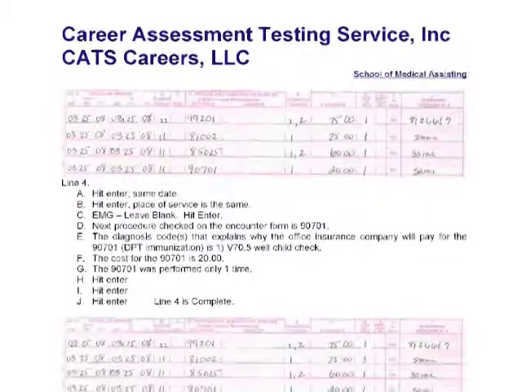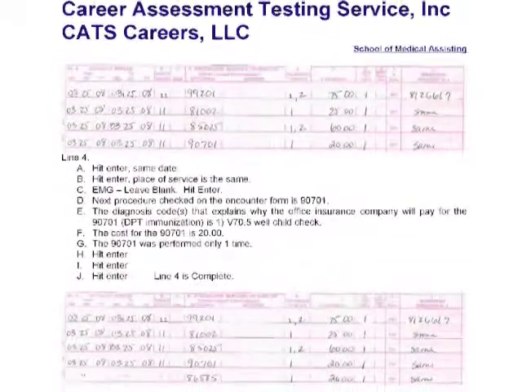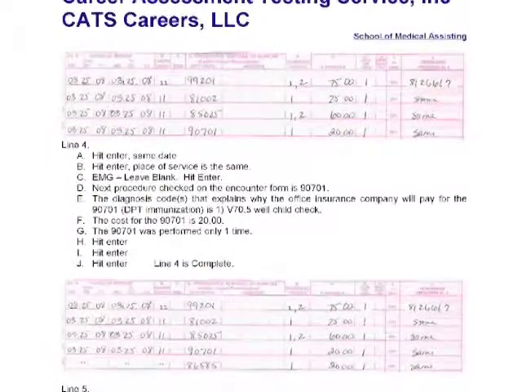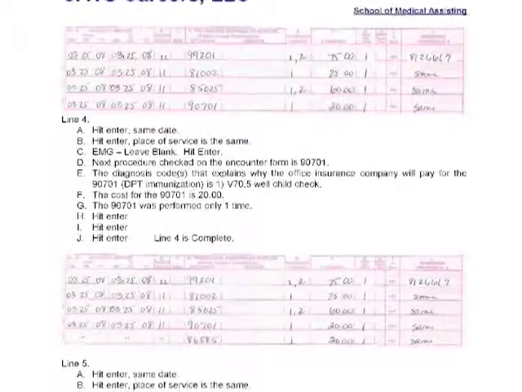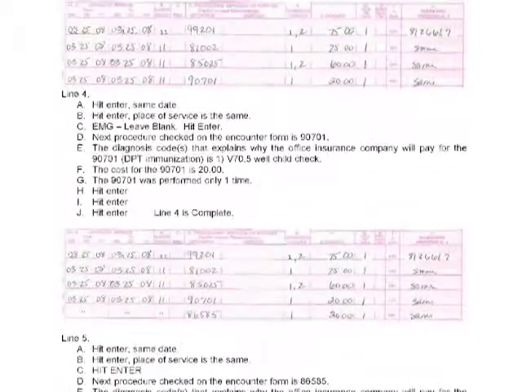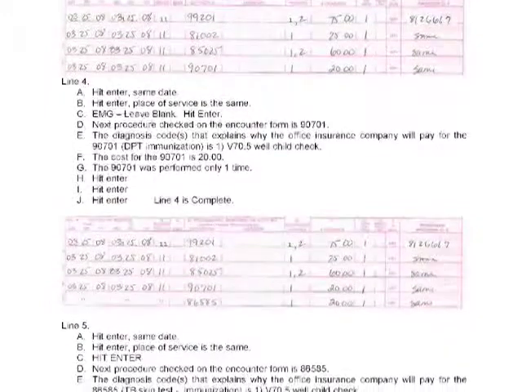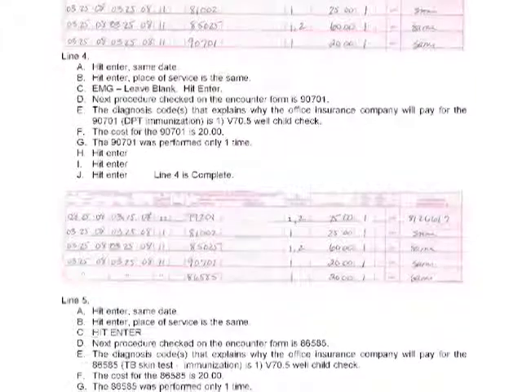Line 4. Date's the same, hit enter, enter. Place of service is the same, hit enter. Procedure code, 90701. Why are they going to pay for the 90701, which is a DPT test? The immunization, definitely number 1, the V70.5, which is the well child check. The cost, $20. How many times? 1. Hit enter and enter.